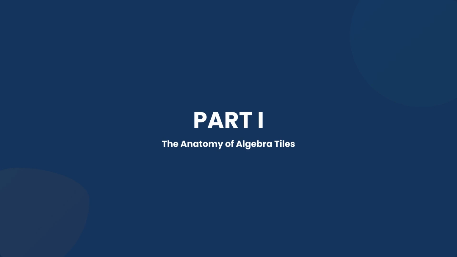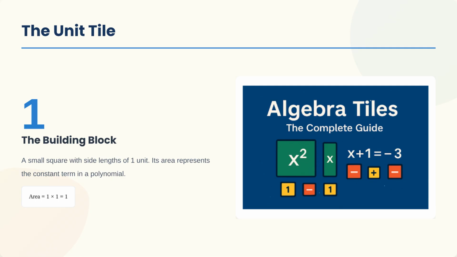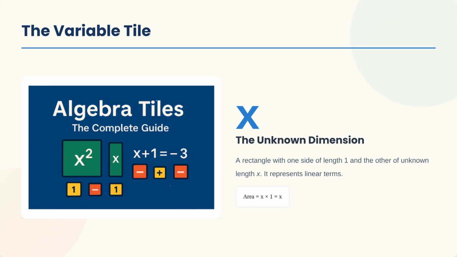In Part 1, we will examine the anatomy of algebra tiles. The first building block is the unit tile. It is a small square with side lengths of 1 unit. Its area represents the constant term in a polynomial. Next is the variable tile. This is a rectangle with one side of length 1 and the other of unknown length x. It represents linear terms in an expression.